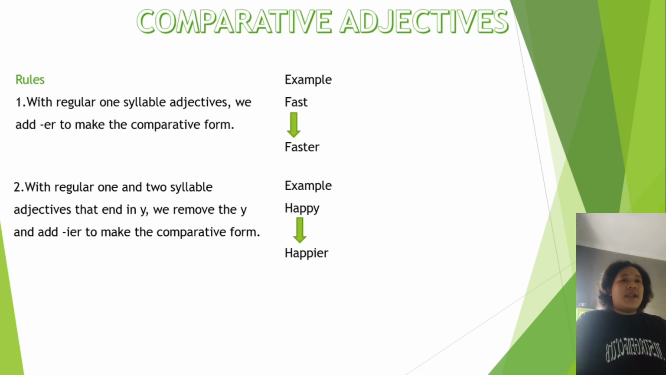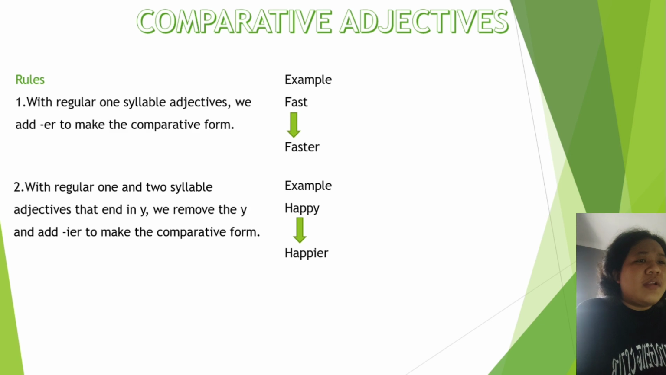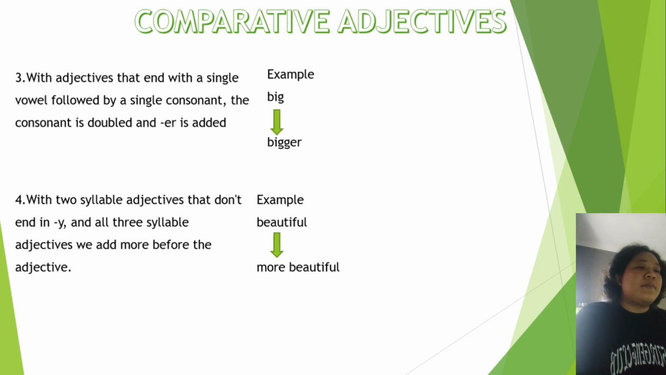Rules. 1. With regular one-syllable adjectives, we add "-er" to make the comparative form. Example: fast to faster. 2. With regular one and two-syllable adjectives that end in y, we remove the y and add "-ier" to make the comparative form. Example: happy to happier.